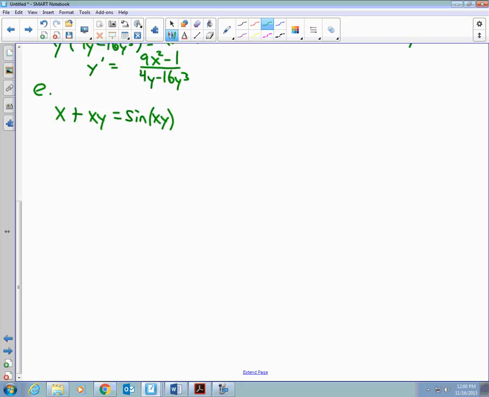What's the derivative of x? 1. Derivative of xy, what do I have to do? Product rule. What's the derivative of x times y plus x times y prime equals. Ooh, now what? Yes! What's the inside? What's the outside? Sine of u. All right. And the derivative of sine of u is cosine of u. Derivative of xy. We just took it. Yeah, it's right here, right?